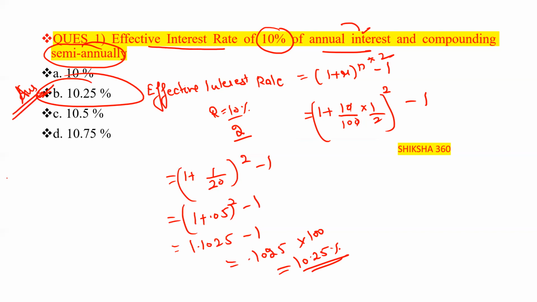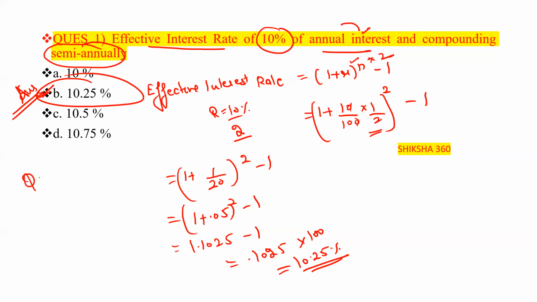What they are asking here is just to calculate the effective interest rate. So we have to directly put the values in the formula and solve the question. Hope this question is clear to all of you. Just remember that the effective interest rate is (1 plus r) power n minus 1. And since it is semi-annual, we divide the rate by 2 and multiply the time by 2.